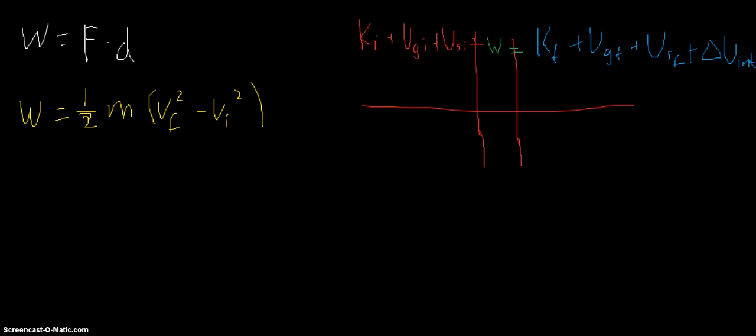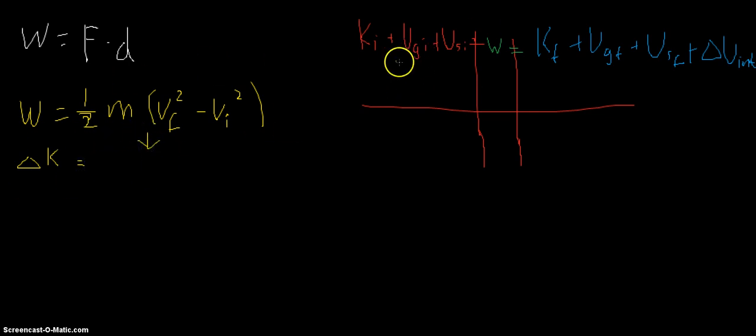This is a formula for work, but this is a specific type of work. This is kinetic work, or if it's inside the system, this is kinetic energy. So let's write delta K, the change in kinetic energy, equals this stuff.